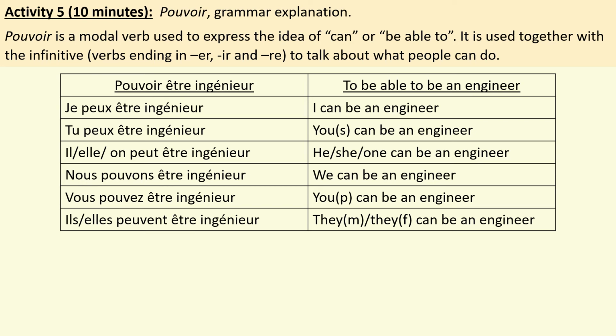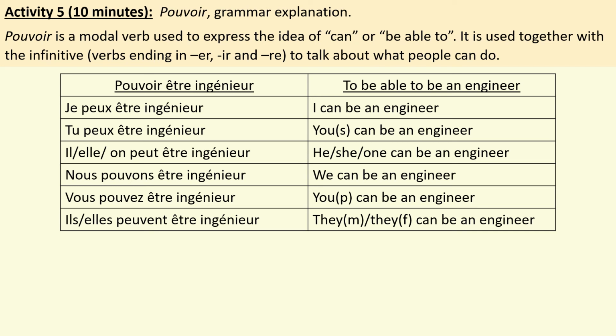So, now is the time for you to repeat after me and work on your pronunciation. Je peux être ingénieur. Tu peux être ingénieur. Il, elle, on peut être ingénieur. Nous pouvons être ingénieurs. Vous pouvez être ingénieur. Ils, elles peuvent être ingénieurs.